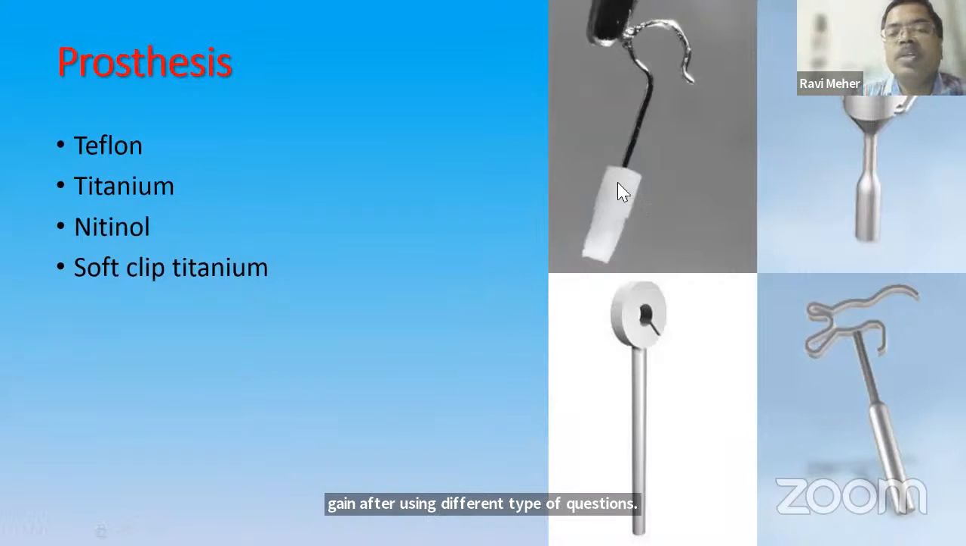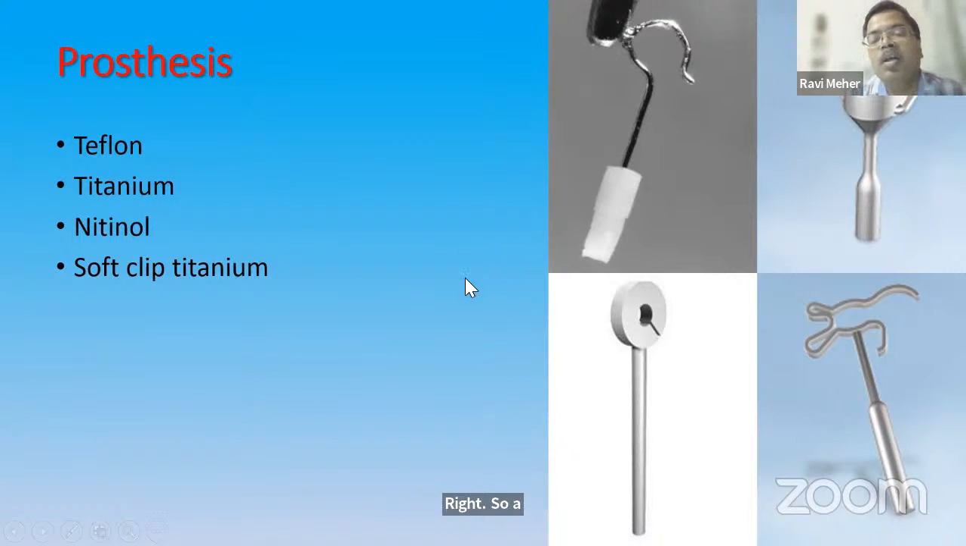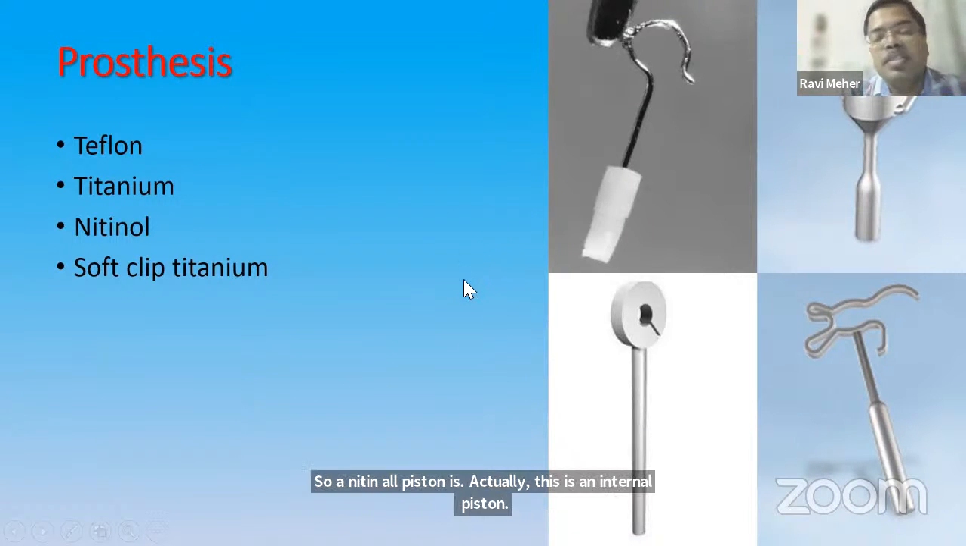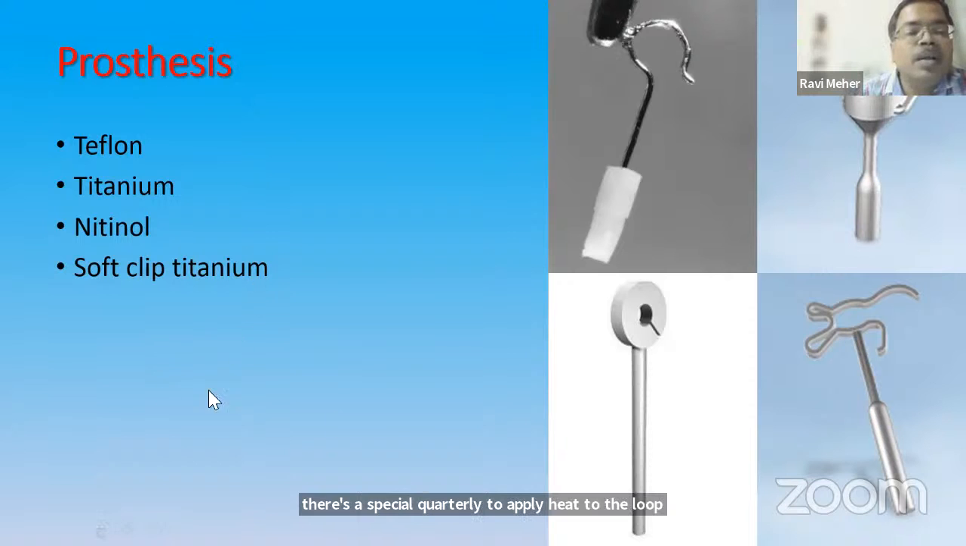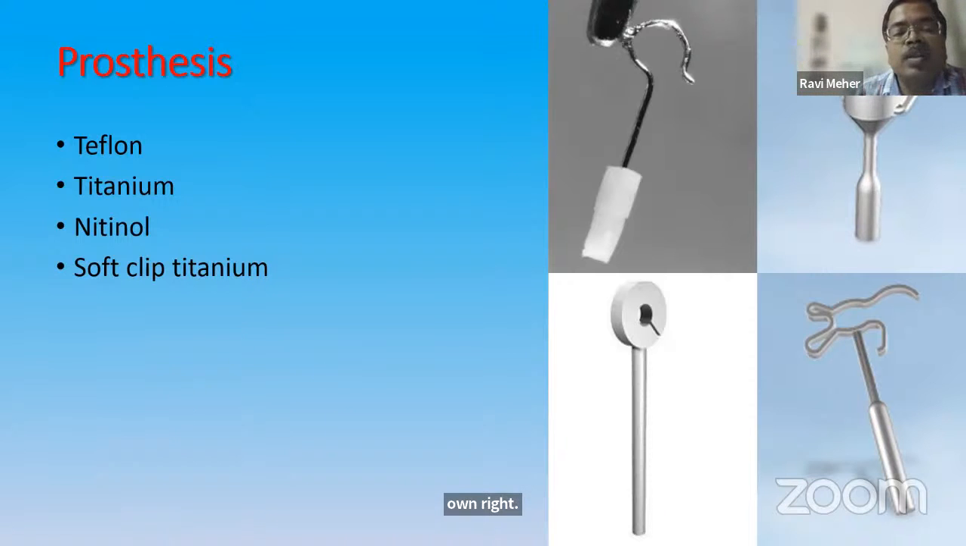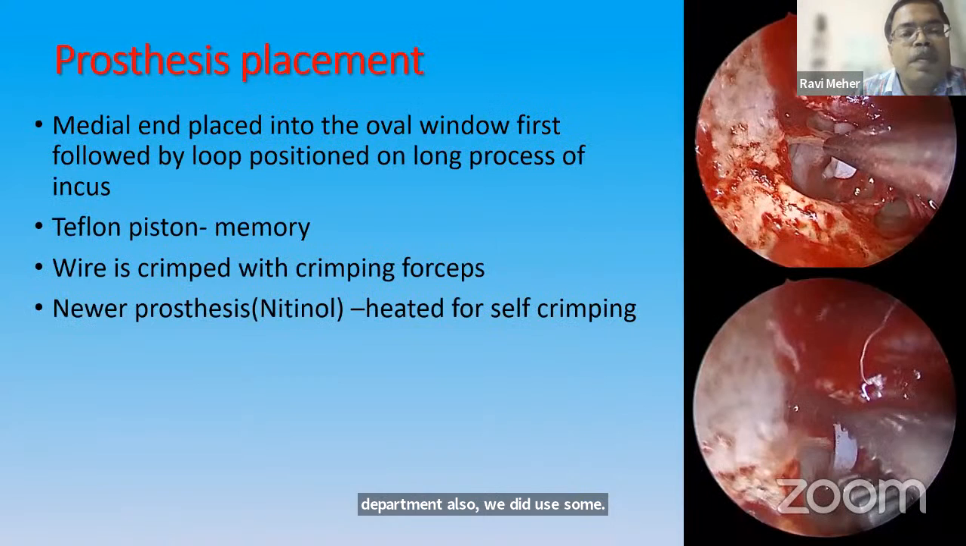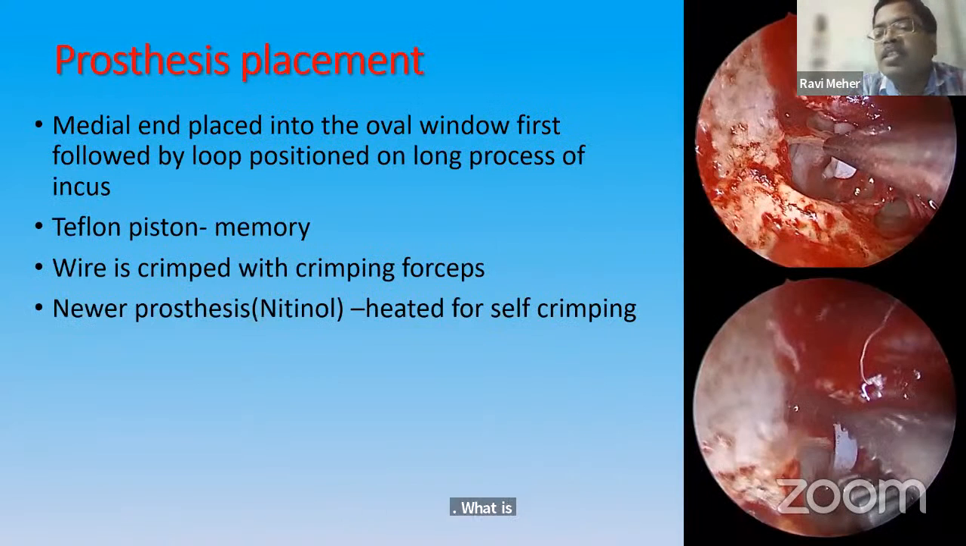So this is a nitinol piston. It actually crimps on applying heat. So there's a special cautery to apply heat to the loop of the piston, and it will actually crimp on its own, right? So that is the advantage. There was a thesis in our department also. We did use some nitinol piston under the guidance of Dr. Pasi. So how do you place the prosthesis?